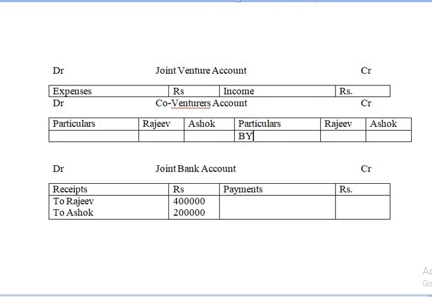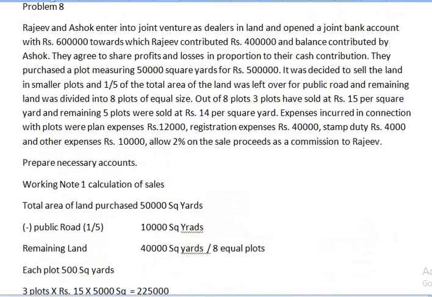By joint bank account, Rajiv 4 lakh and Ashok 2 lakh. Now the first transaction is over. Now come to the second transaction.